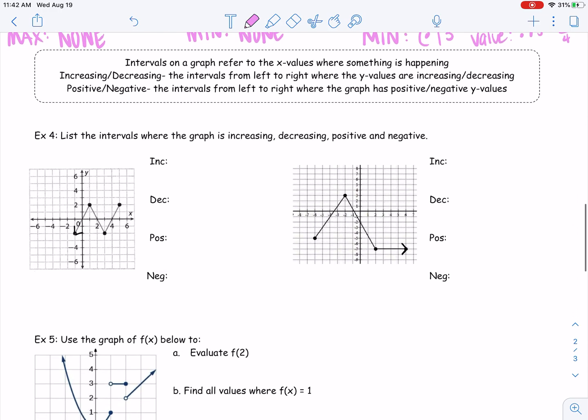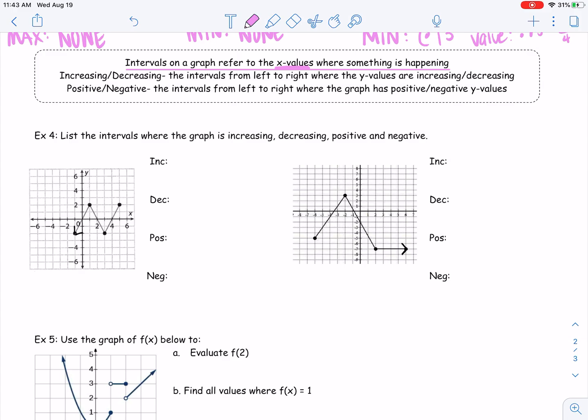The last thing we're going to discuss is increasing and decreasing in positive and negative intervals. So intervals on a graph refer to the x values. So anytime I ask you for an interval, I'm only wanting you to list those x values, okay? Increasing and decreasing. Obviously, you've heard these words before. Increasing means it's going up from left to right. Very important that we read our graphs from left to right. So if that rate of change is positive, it's going up from left to right, then that is increasing. It's decreasing if from left to right it's going down, or it has that negative slope or rate of change is negative. From left to right, where are the y values increasing or decreasing?